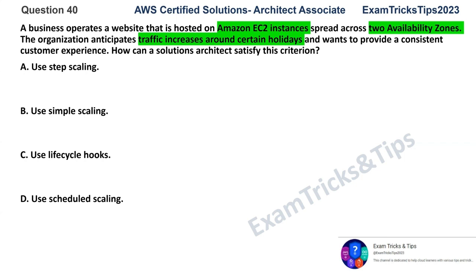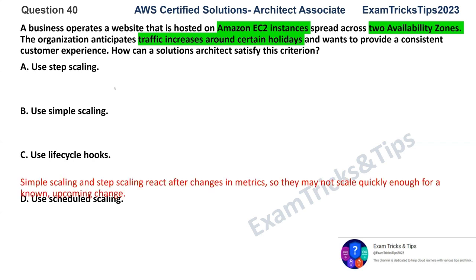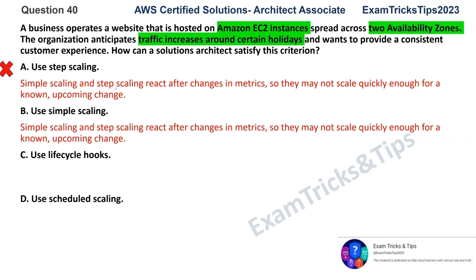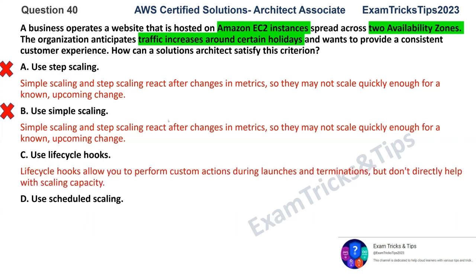This is not going to work. So option A and B both are not going to work for a scenario where you are anticipating a much higher load. That's why we'll rule out both option A and B. They are incorrect. Now, third option C, use lifecycle hooks. Lifecycle hooks allow you to perform custom actions during launches and terminations, but don't directly help with scaling capacity. So that's incorrect for that reason.